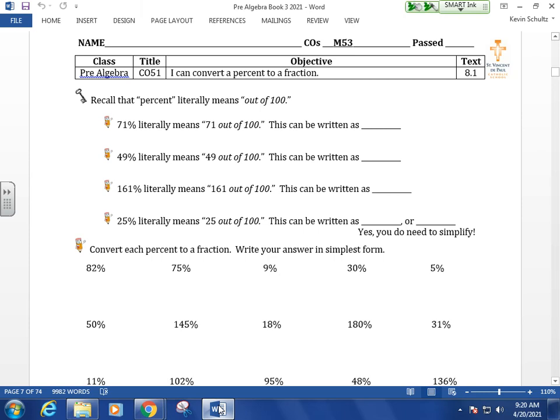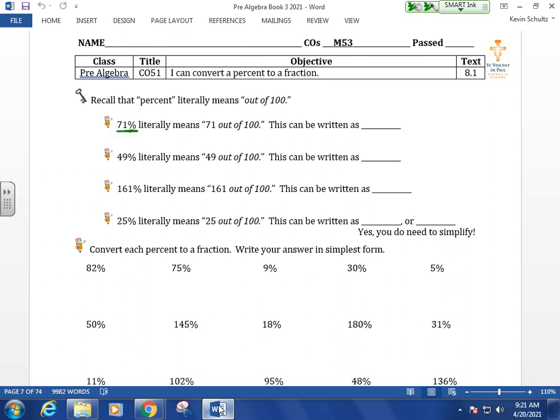We are moving on to CO51, which is basically the opposite of CO50. In CO50, we converted a fraction to a percentage. In 51, we're converting a percentage to a fraction.